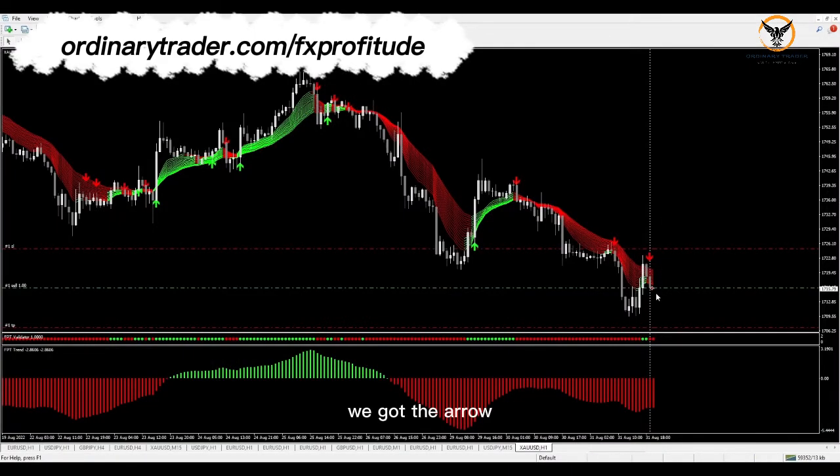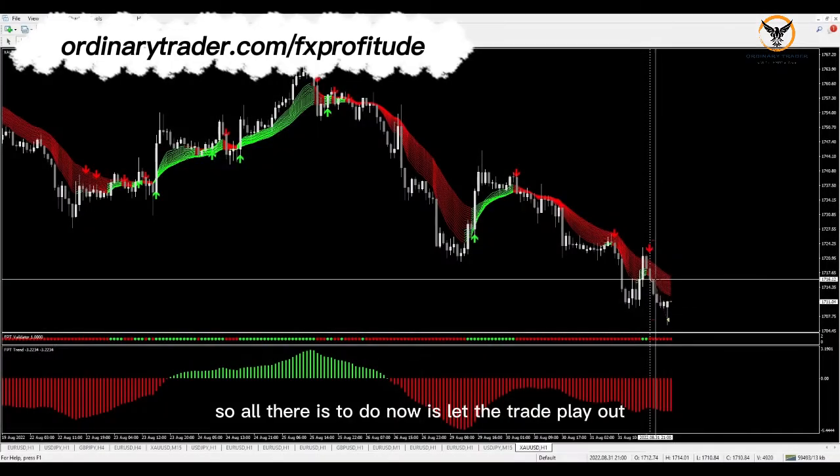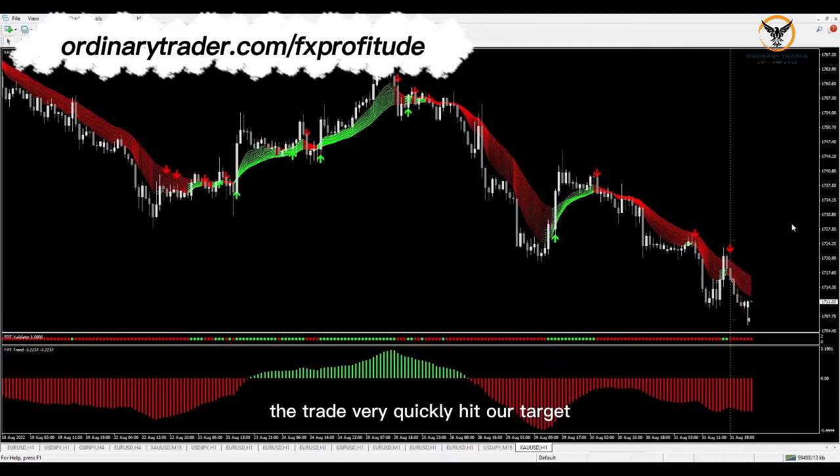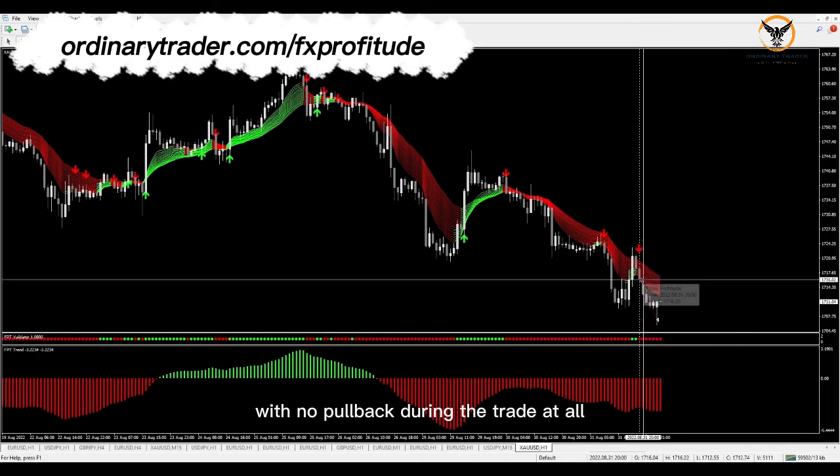We got the arrow above the candle and we are in a short trade. The stop loss is placed and the target is placed 1-to-1. So all there is to do now is let the trade play out. The trade very quickly hit our target with no pullback during the trade at all. The profit on this one was for 95 pips, and it was no issue at all.